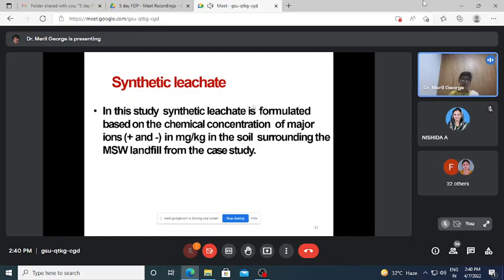What I have done is prepare a synthetic leachate, considering the quantity of leachate required, which was about 9.5 liters. I also calculated the leachate required for the further studies. Based on that, the synthetic leachate was prepared based on the chemical concentration of major ions, that is positive ions, cations and anions, in milligram per kilogram of soil.